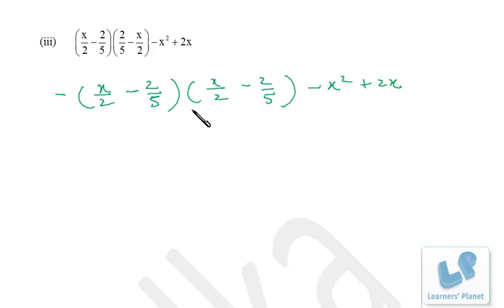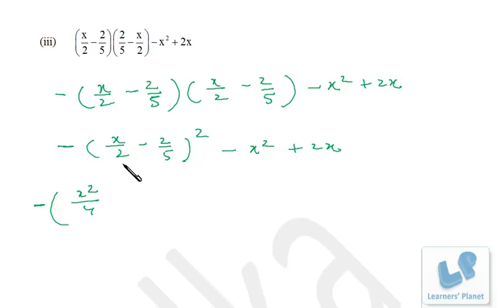Now this is a minus b and this is a minus b. So precisely it is a minus b whole square, right? So it's minus x by 2 minus 2 by 5 whole square minus x square plus 2x. Okay. Now what is a minus b whole square? That is a square minus 2ab plus b square, right? So I just open it up with this minus sign. This is x square by 4, square of this, minus 2 this into this, plus square of this.